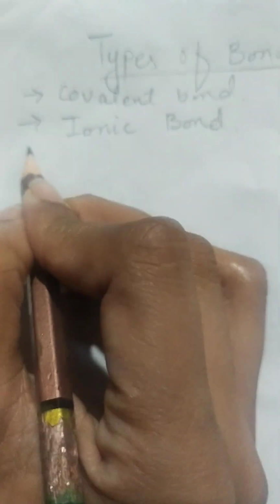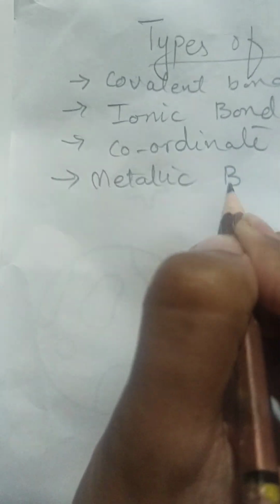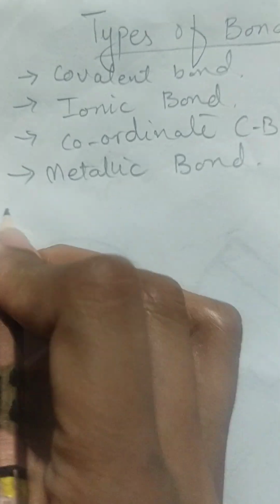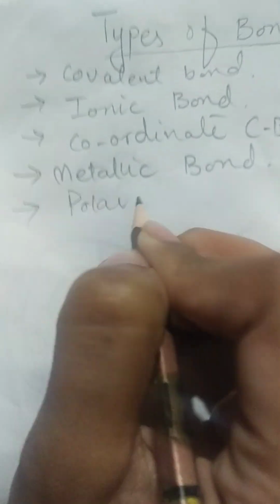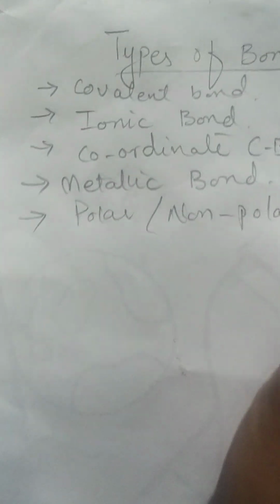Types of bond. There are many types of bond like covalent bond, ionic bond, then coordinate covalent bond, metallic bond, and polar, non-polar covalent bond.